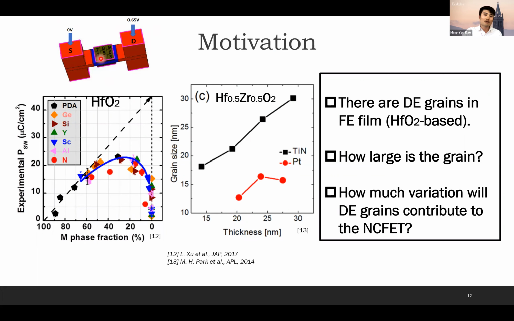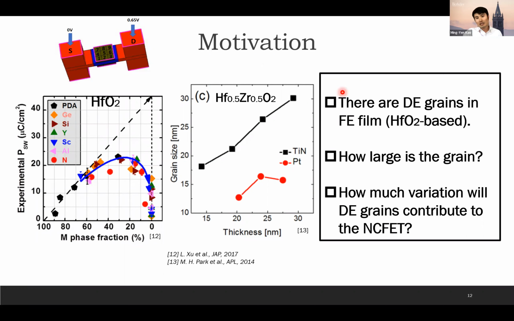And we have a few grids here. And I'll explain later on, but we can say there is some impurity here. Some grids in this ferroelectric film are not ferroelectric. Instead, it's a dielectric. So those dielectric impurities will affect the performance of this NCFET and cause some variation. So let's start to talk about the assumptions in this research.